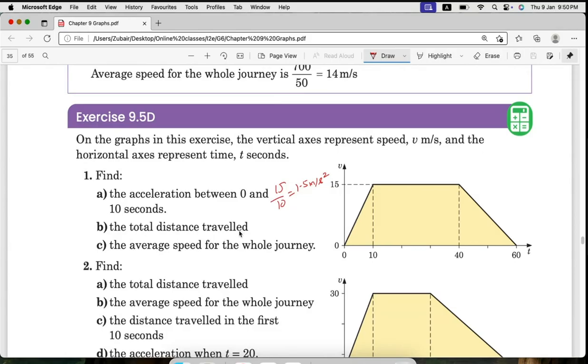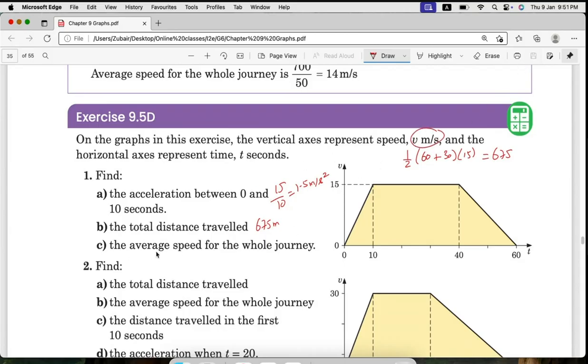Then it says the total distance traveled. Total distance traveled is the area under the graph. And I can see the shape is trapezium. You may wish to split them up. You can do that. So trapezium is 1 by 2 into sum of parallel sides 60 plus 30 and times height. Height is 15. So 60 and 30 is 90. 90 times 15 is 1350 divided by 2 is 675. So it is 675 meters. Meters per second and second, yes.